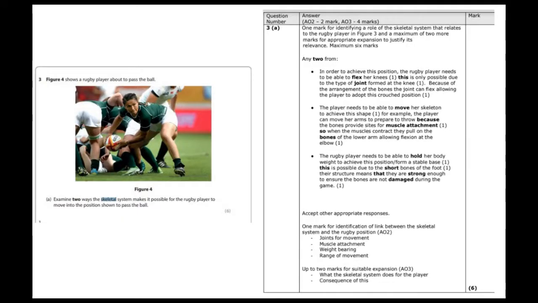The 6-mark question is actually a bit of a tricky one. So the question is, examine 2 ways the skeletal system makes it possible for the rugby player to move into the position shown to pass the ball. So it says 2 ways.